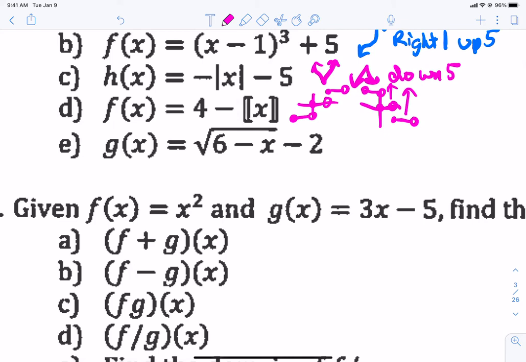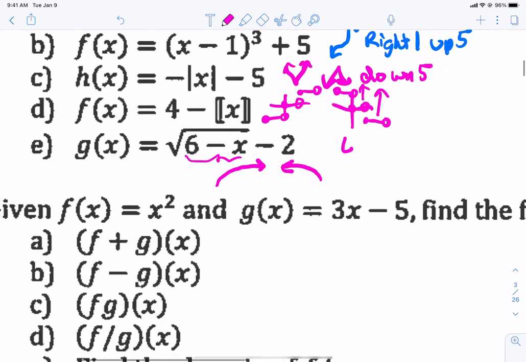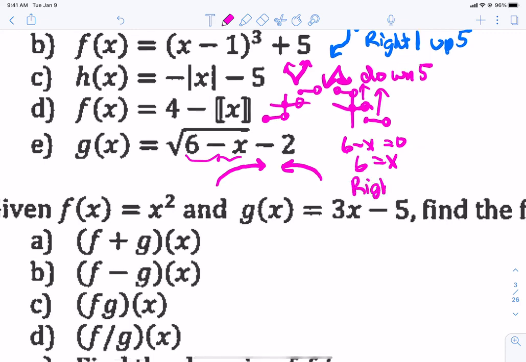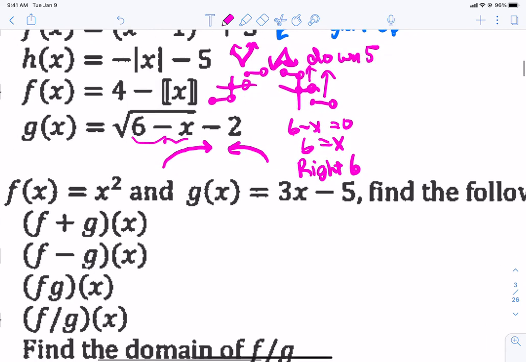Now, this is a weird one. This is going to flip our, usually a square root goes like that. But since there's a negative in front of our x, it goes like that instead. Okay. If you go 6 minus x equals 0, you get that 6 equals x, so it's gone to the right 6. And the minus 2 is going to bring it down 2. So it's just going to take this function, this point at 0, 0, and move it to the right 6 and down 2.